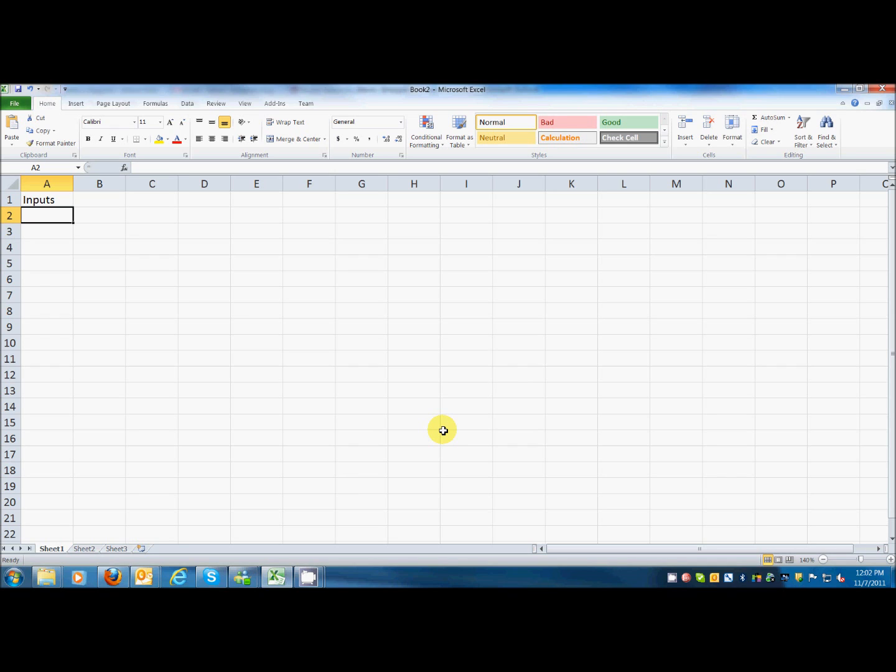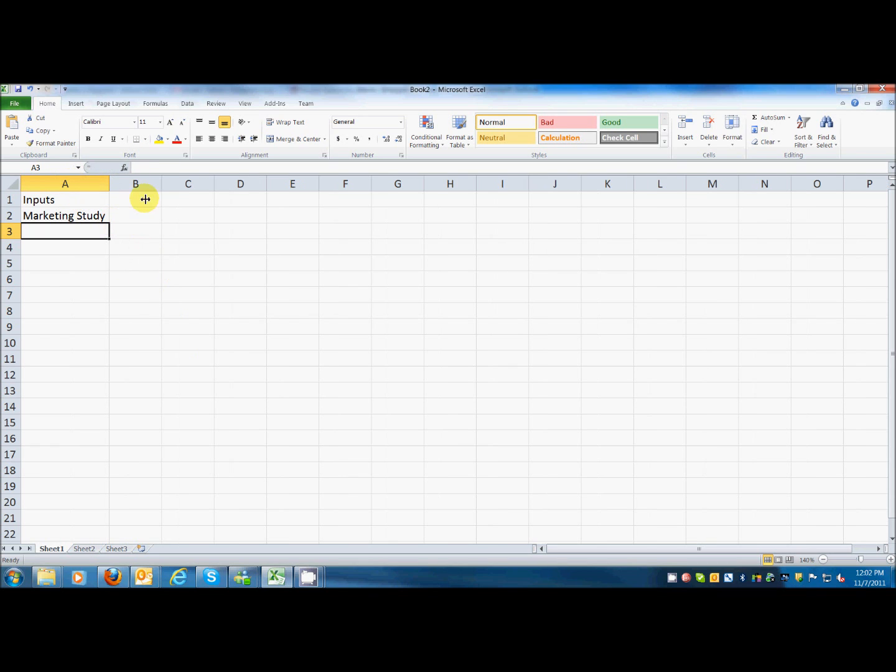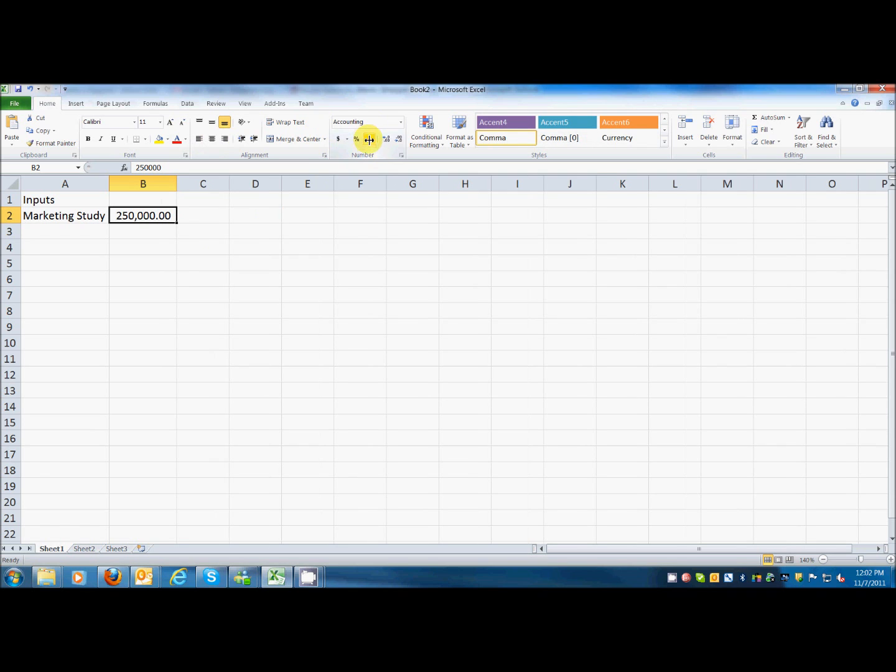Okay, so we start reading through here, and they tell us some background on the company, and I think the first real number that we come across is the cost of a marketing study. So, marketing study. Now, if you want to make your column as wide as the widest cell, you can just click like this between the lines. And they tell us that marketing study cost $250,000. So, 250,000 bucks. Now, you can format that as dollars, but let's just, there we go.